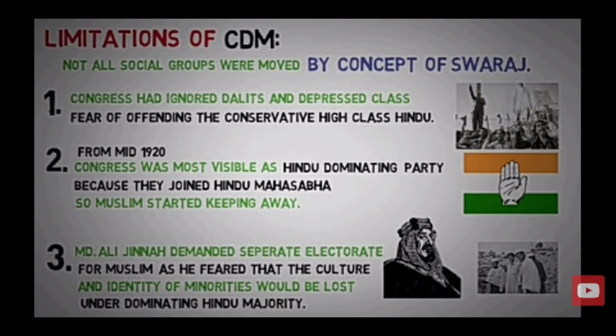If we compare this movement with the non-cooperation movement, a huge number of Muslims had participated during non-cooperation. Rather, they participated in the civil disobedience movement very little. As a result, Muhammad Ali Jinnah demanded separate electorates for Muslims, as he feared that the culture and identity of minorities would be lost under the domination of the Hindu majority. These things somehow limited the civil disobedience movement.